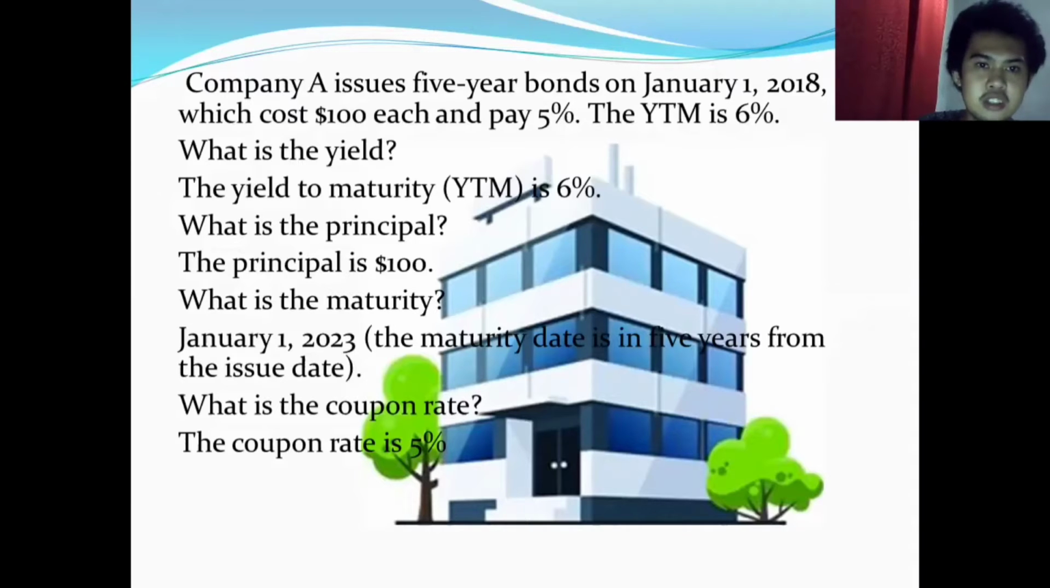The yield to maturity, or YTM, is 6%. And what is the principal? The principal is $100. And what is the maturity? The maturity is January 1, 2023. The maturity date is 5 years from the issue date. And the coupon is 5%.